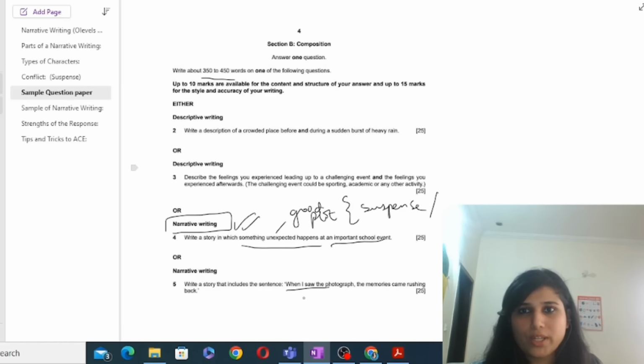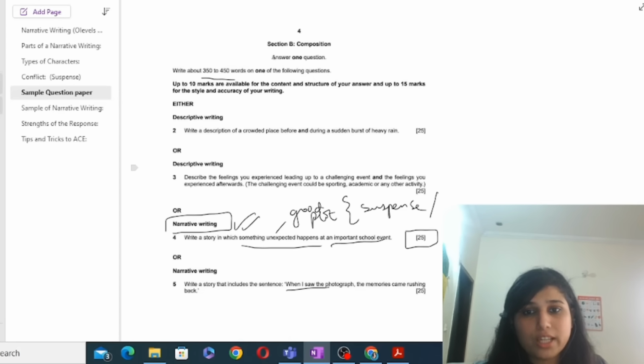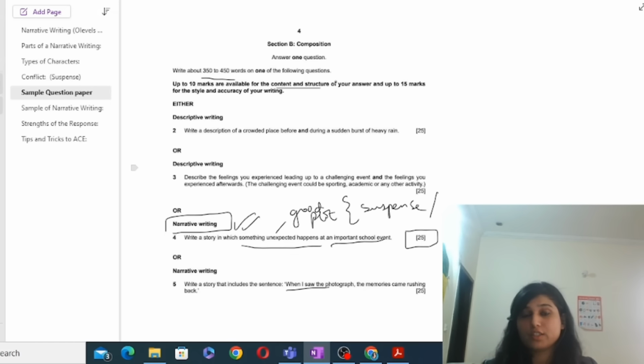You can go in detail into it, right? So now comes the sample of the narrative writing, and it is of 25 marks. So my dear students, if it is of 25 marks, and if you really want to gain marks, then keep this in your mind that 10 marks are available for the content and structure. You need to add valid content, and structure should be perfect according to the tenses and your sentence structure, each and everything should be perfect, right?